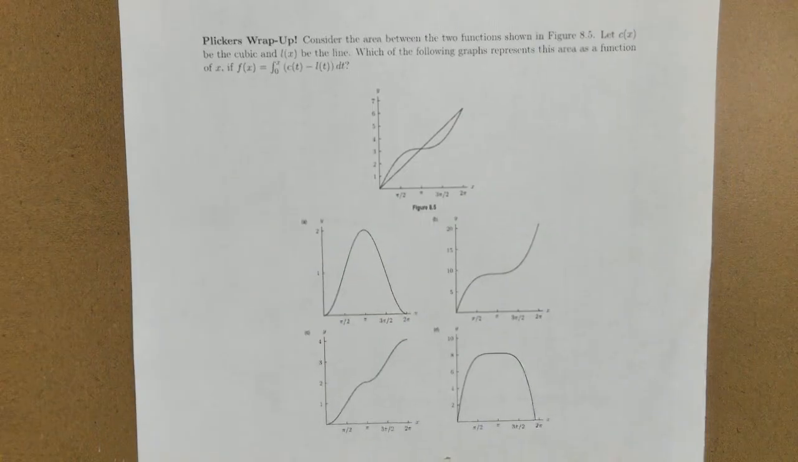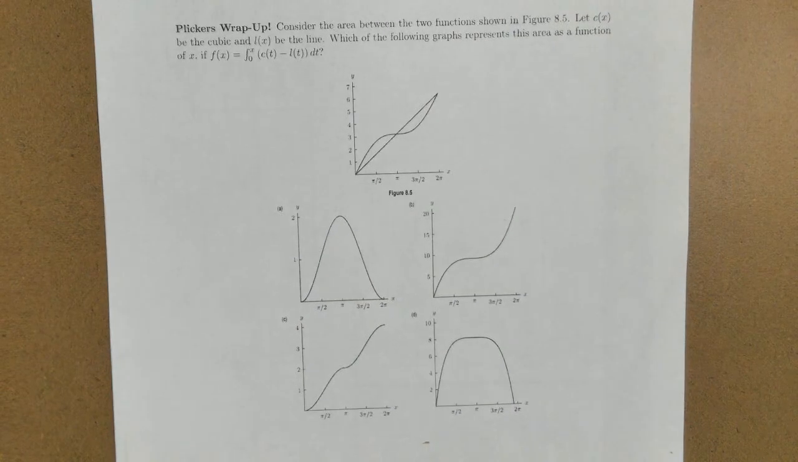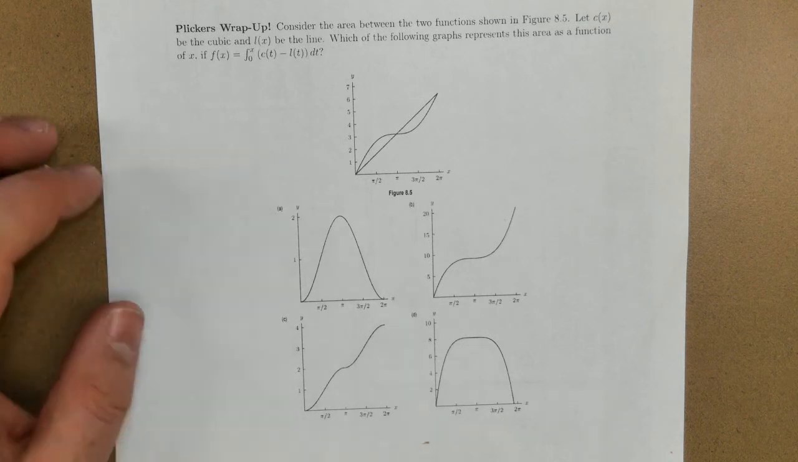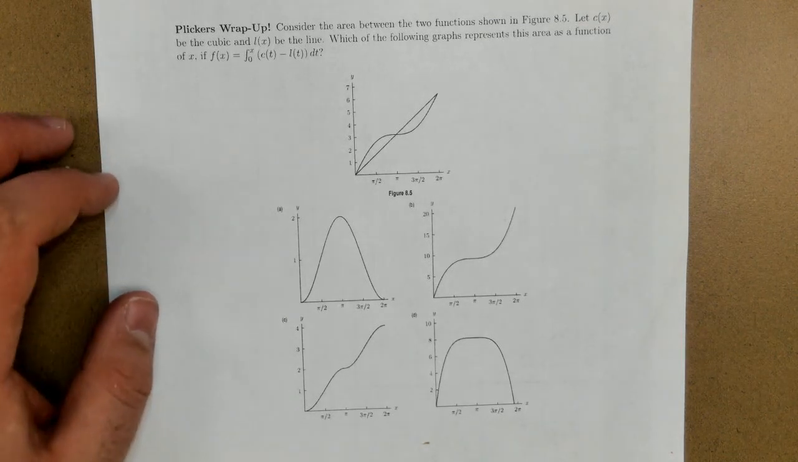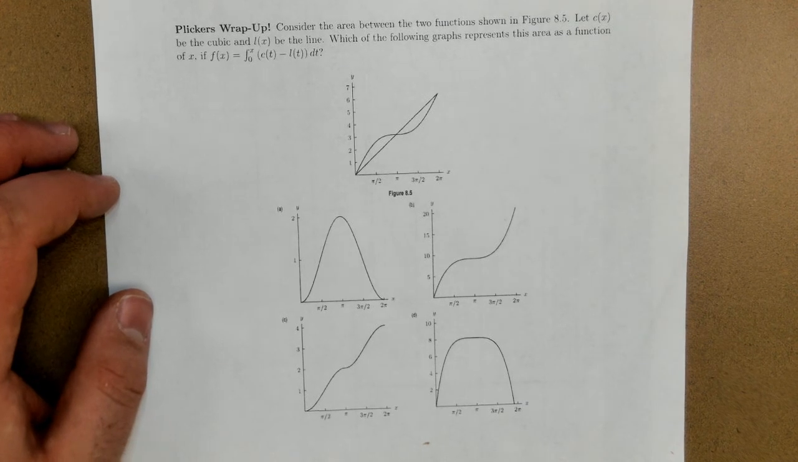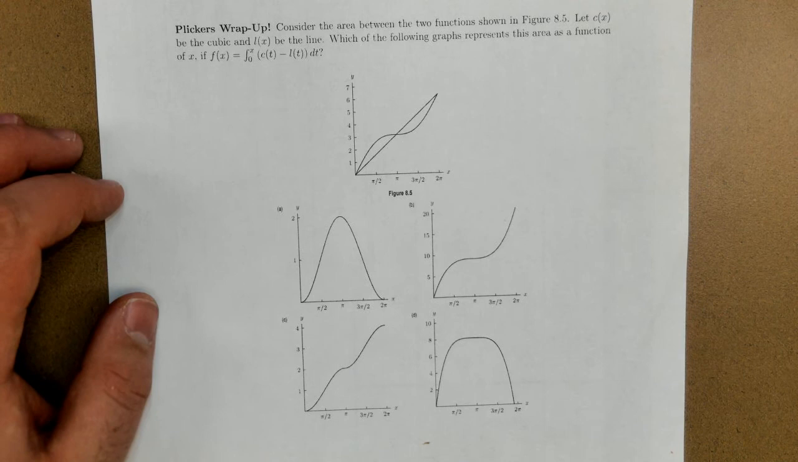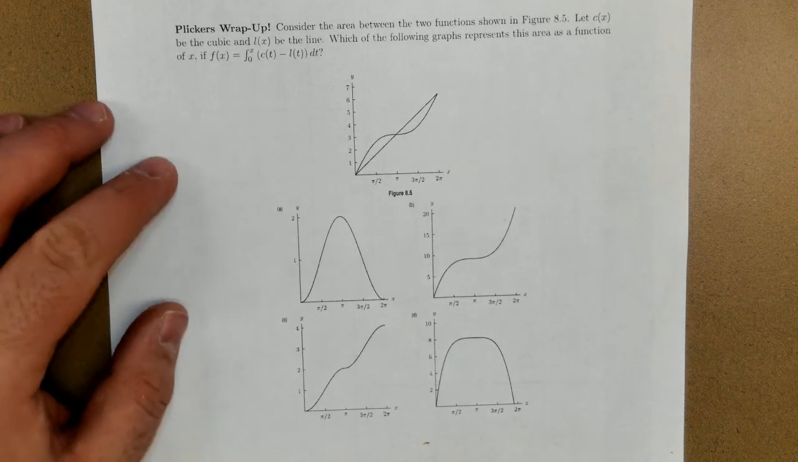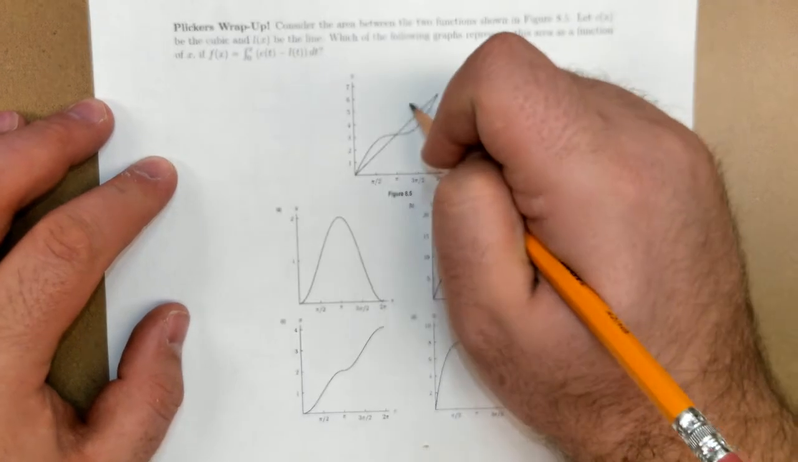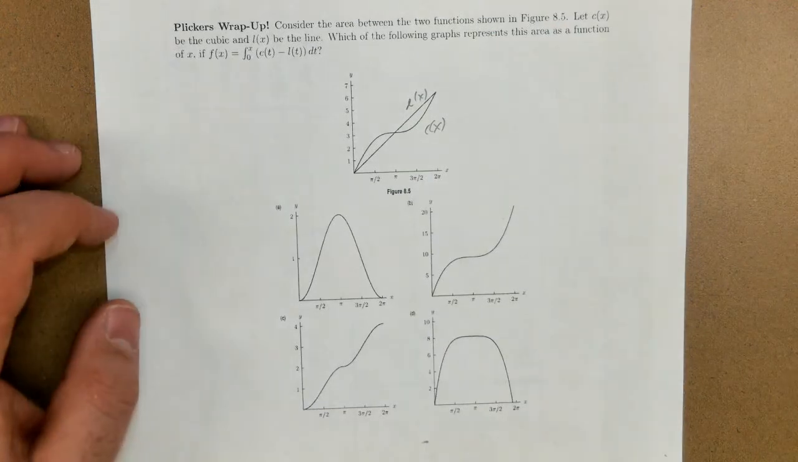Okay, we got a Plickers problem to wrap this up with, and we're going to do several Plickers problems that are going to lead to the same idea about kind of broadly doing these difference integrals. So I have two functions given in the first graph, and c of x is the cubic, L of x is the line. So we mark that c of x is here, L of x is here, the line.